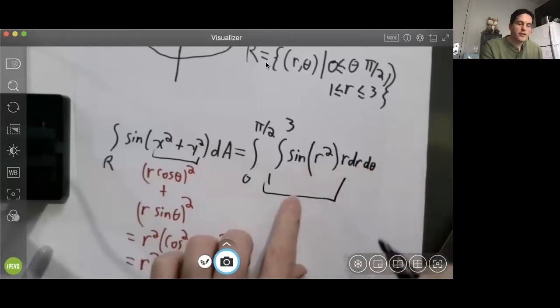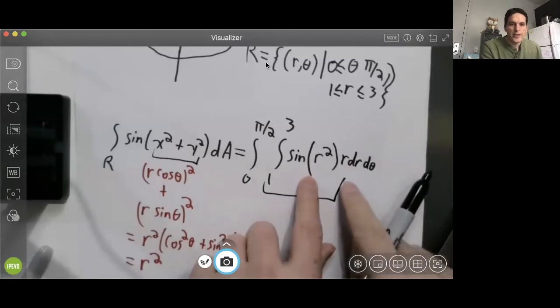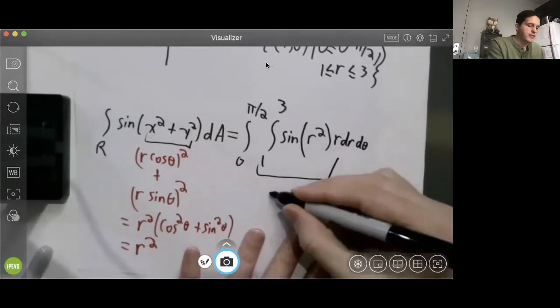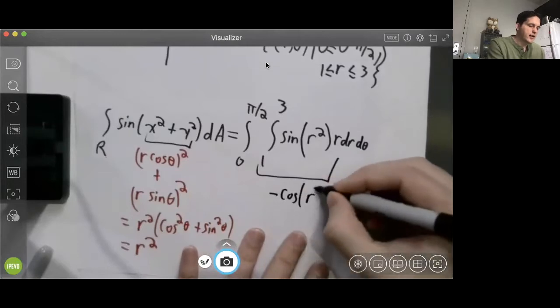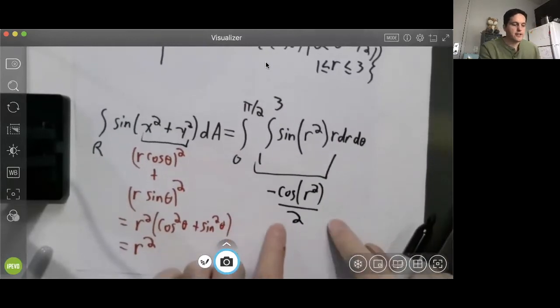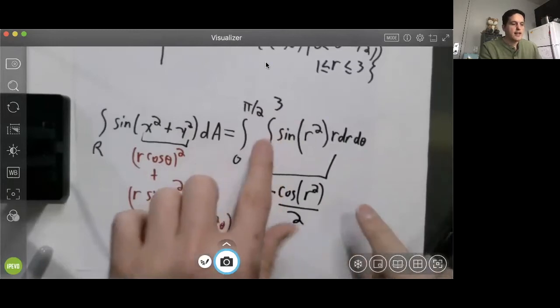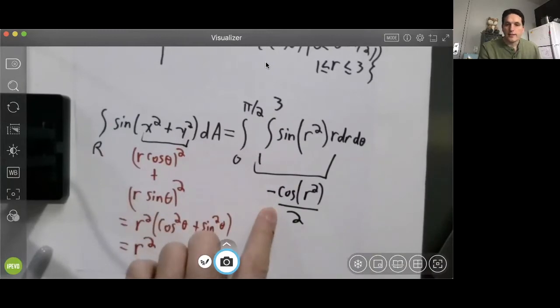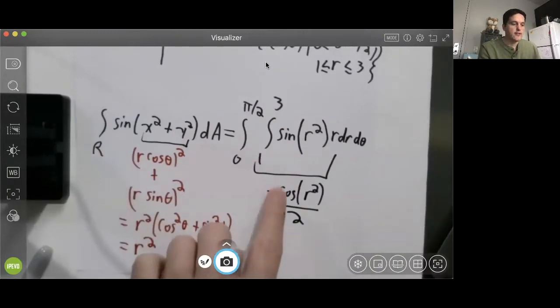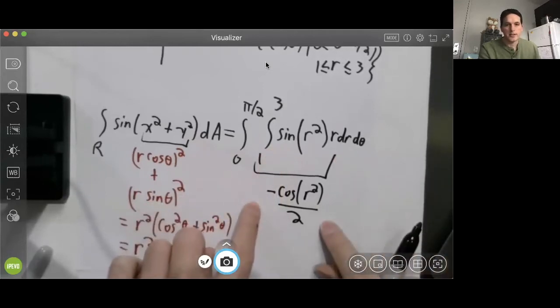To evaluate this inner integral, we need an antiderivative of this function, sine of r squared times r. And here's an antiderivative. It's minus cosine of r squared over 2. You can check that this antiderivative is correct by just taking the derivative of this function with respect to r, use the chain rule, and you will observe that you get sine of r squared times r. If you don't see this antiderivative immediately, you can use u substitution to find an antiderivative of this function. This antiderivative comes from u substitution.